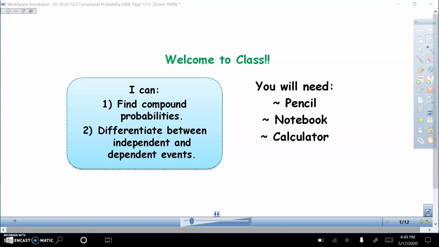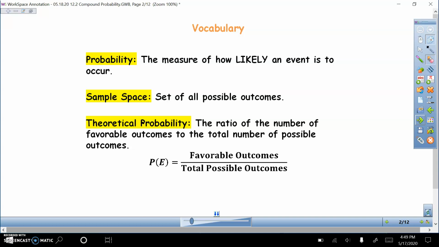Hey guys, in this video we are going to talk about how to find compound probabilities and differentiate between independent and dependent events. But first, let's just break down some of the basic vocabulary. So probability is the measure of how likely an event is to occur.